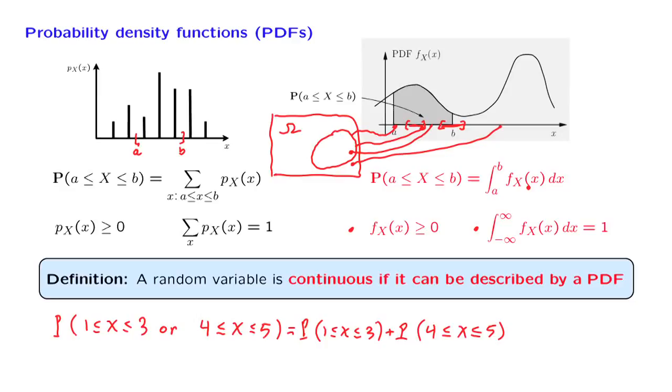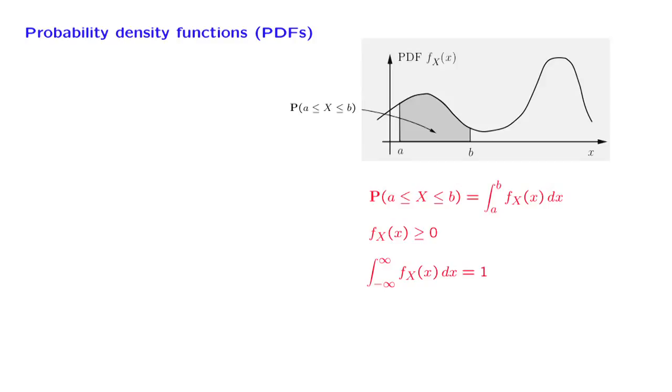Let us now build a little bit on our understanding of what PDFs really are by looking at probabilities of small intervals. Let us look at an interval that starts at some a and goes up to some number a plus delta. So here delta is a positive number, but we're interested in the case where delta is very small. Let us look at the probability that x falls in this interval. The probability that x lies inside this interval is the area of this region.